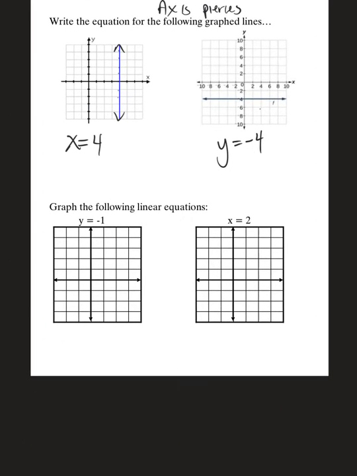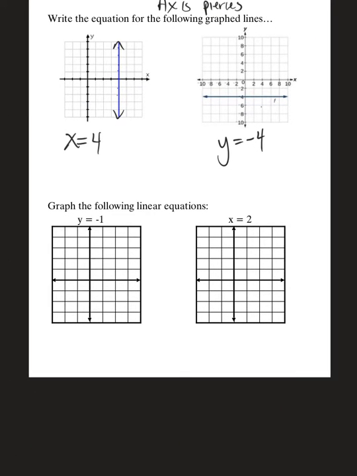Graph the following linear equations. Y equals -1. This is where y equals -1 on my y-axis. So if it starts with y equals and it's just a constant number, that means it's going to be a 0 slope that pierces the y-axis at -1. This pierces the x-axis at +2.